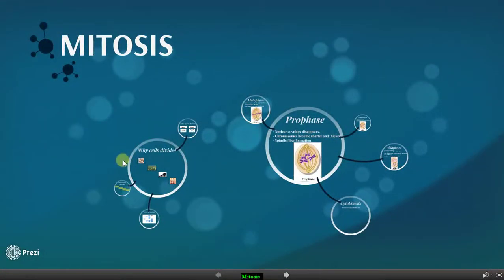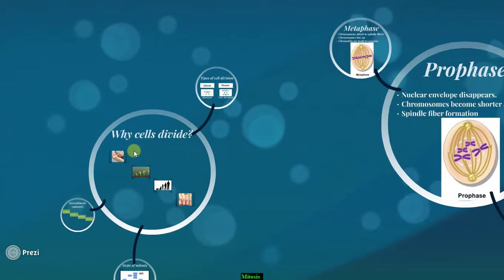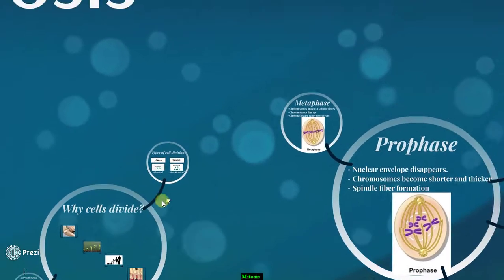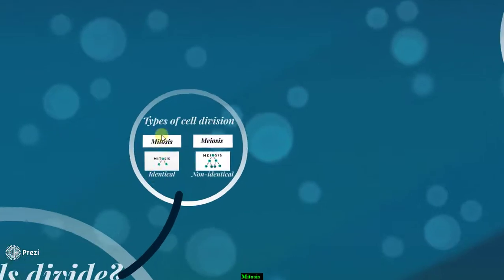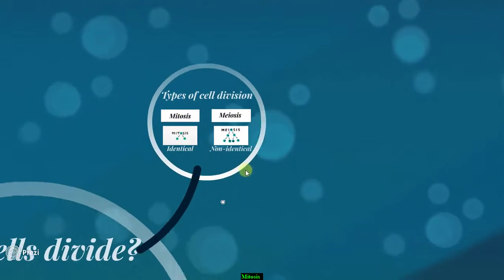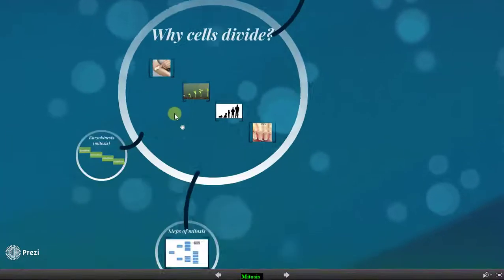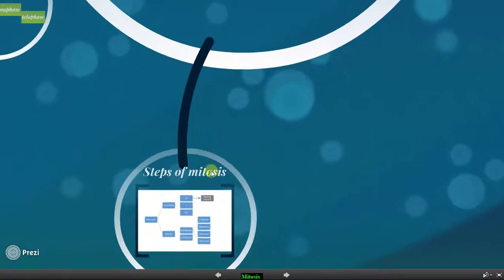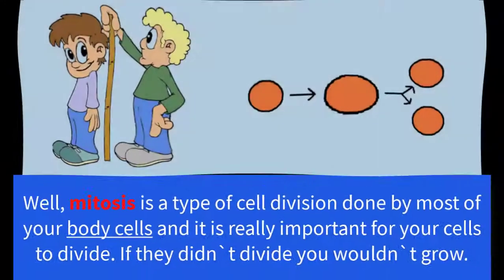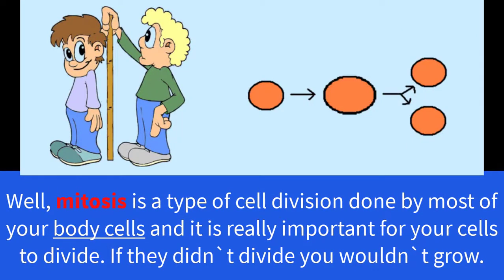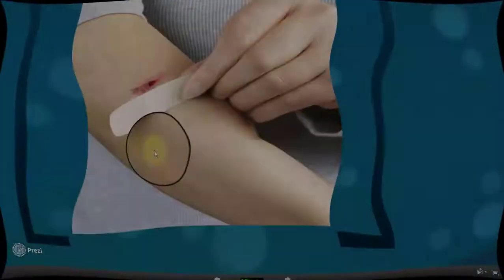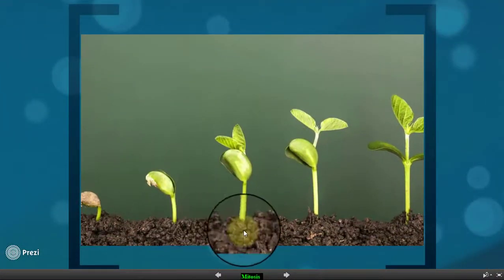So in this video we'll discuss mitosis. First we will talk about why cells divide. Then secondly we'll continue with the types of cell division. Then finally we'll talk about the steps of mitosis. Well, mitosis is a type of cell division done by most of your body cells, and it's really important for your cells to divide. If they didn't divide, you wouldn't grow, or plants or other organisms wouldn't grow.